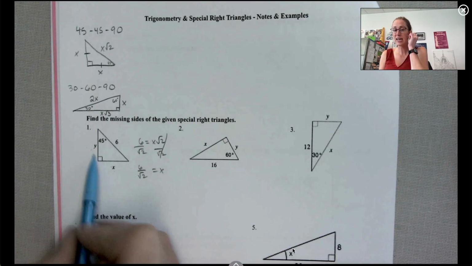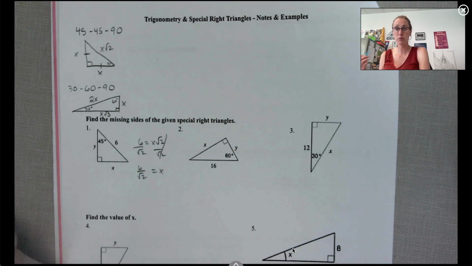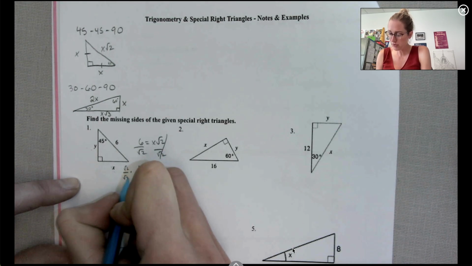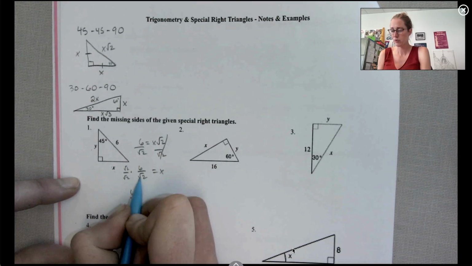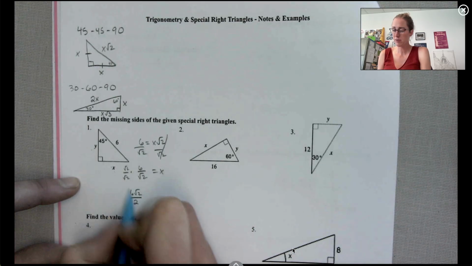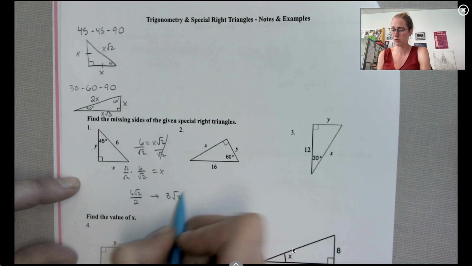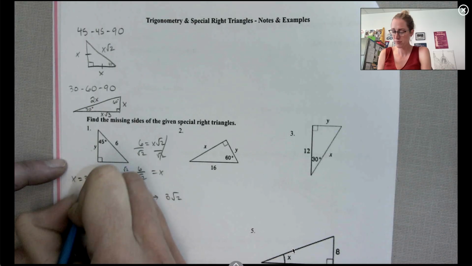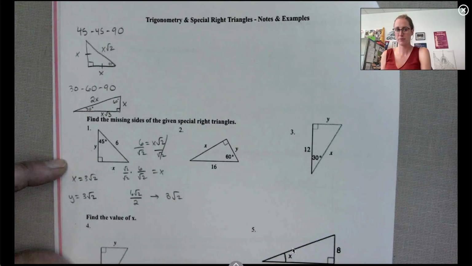And x and y are the same, but remember I cannot leave my answer like that. I have a square root in the bottom. We're going to rationalize and get rid of it. So I'm going to multiply the top and the bottom by square root of 2. So this becomes 6 times the square root of 2. Root 2 times root 2 is just a regular 2. And then 6 divided by 2, we could rewrite that as 3 times the square root of 2. So this is what x equals and what y equals, because those are the same.